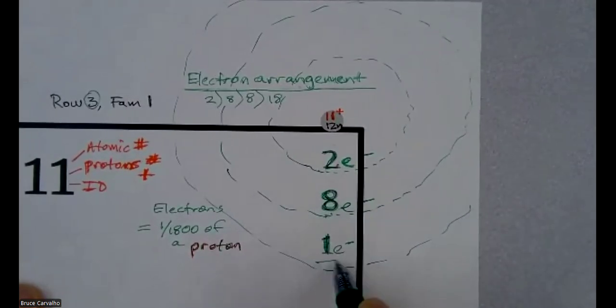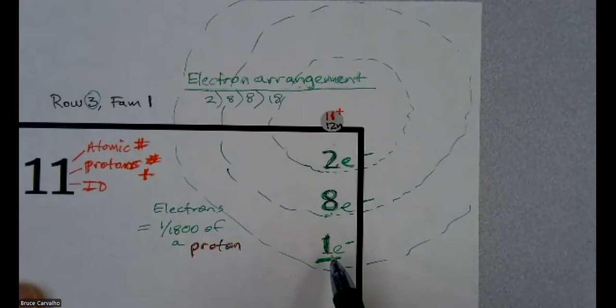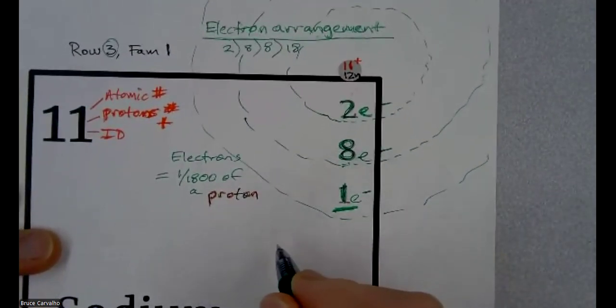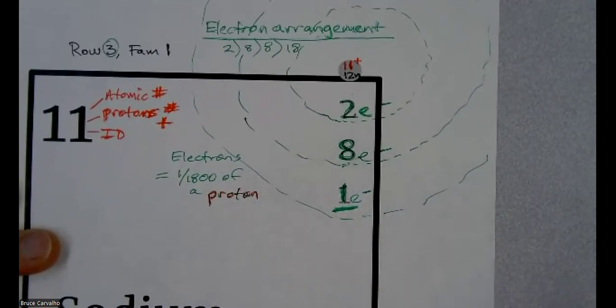And I'm telling you, this is power. We're going to talk about this as a valence electron. And I call them the boom electron. You'll see that in the next video.